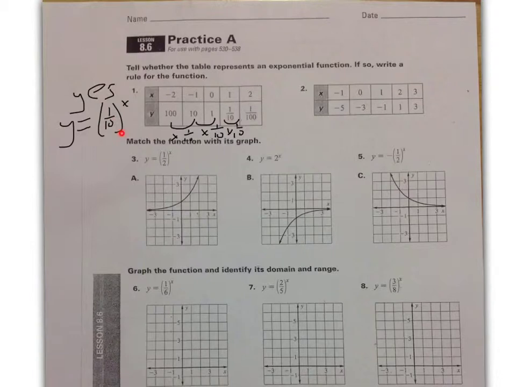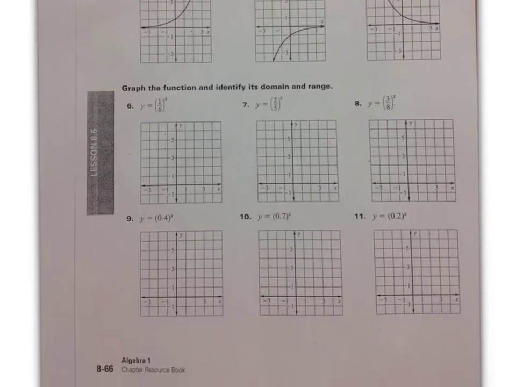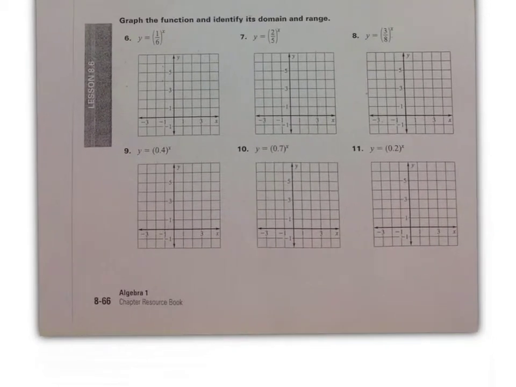Now number 2 over here, hopefully you are recognizing the pattern that's here, is adding 2. So between each of these, all you're doing is just adding 2. Because you're adding and you're not multiplying between each of them, it is not an exponential function. All right. Now, you guys can do the matching on your own in class. We're going to do a couple of the graphs.